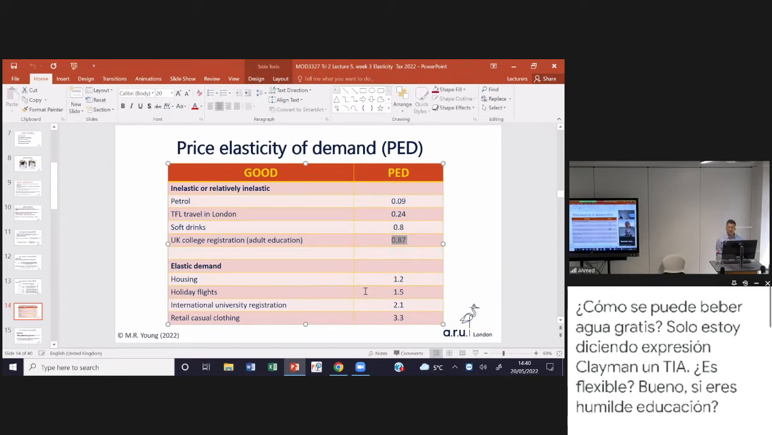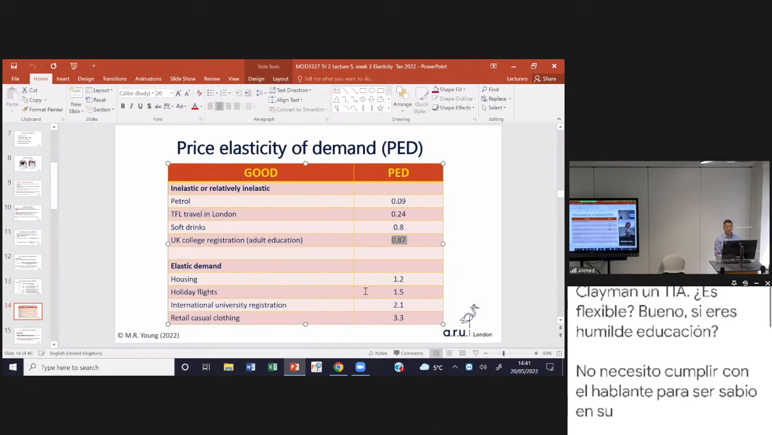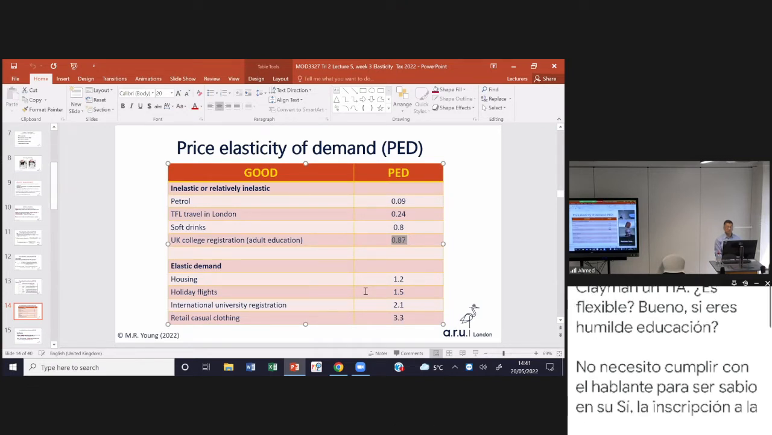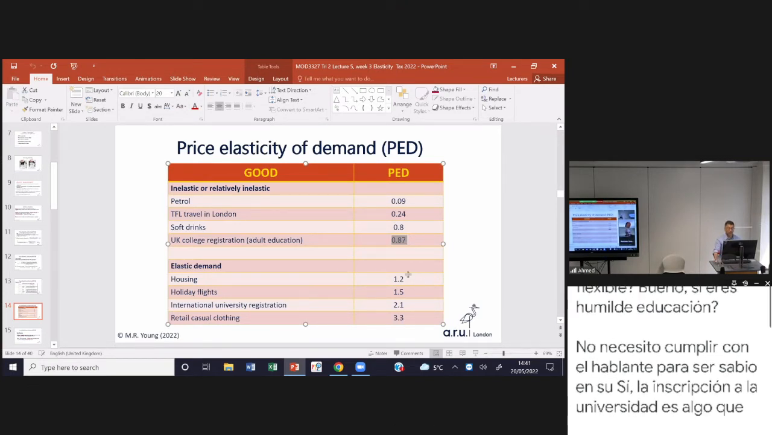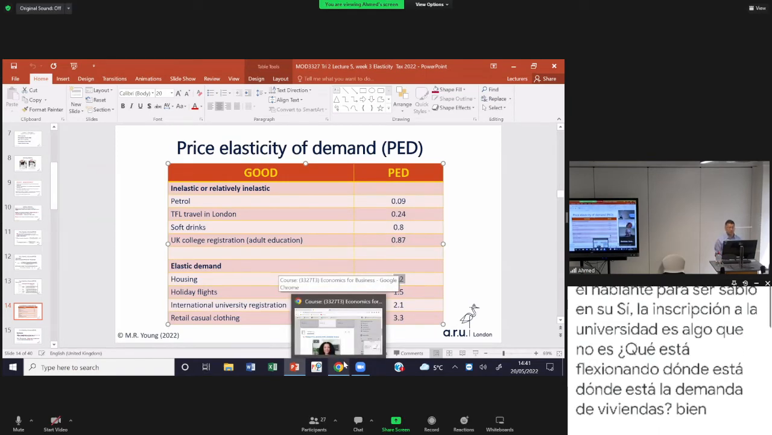I don't need to speak to you guys, you're already converted. But yes, college registration is something that is not flexible. What is flexible? Where is the demand flexible? Housing, okay? If something goes up in price, you would just go somewhere else.